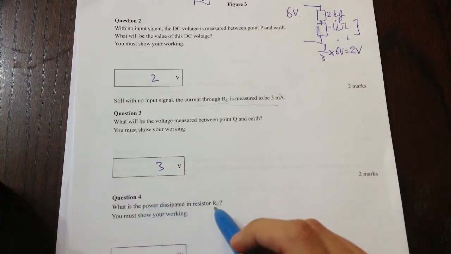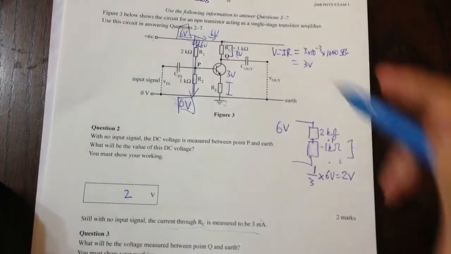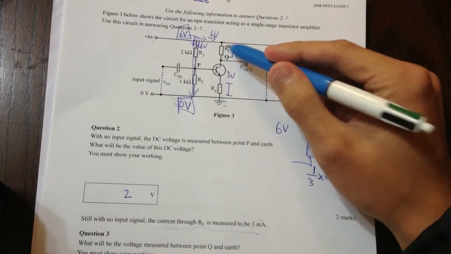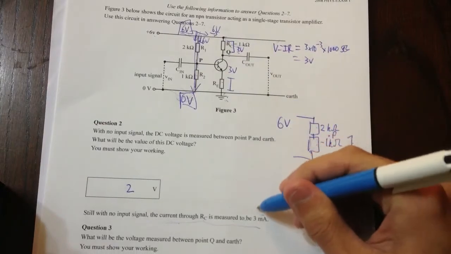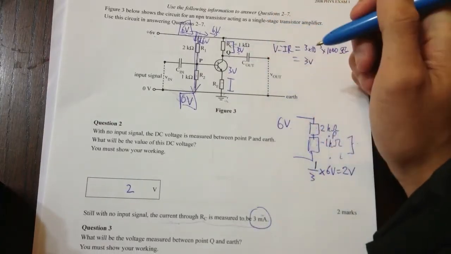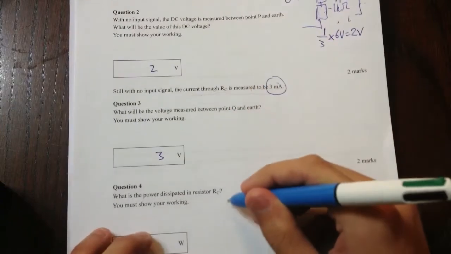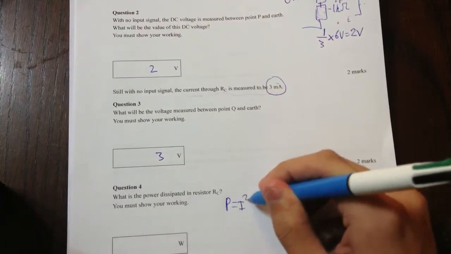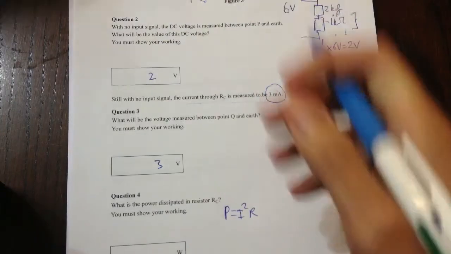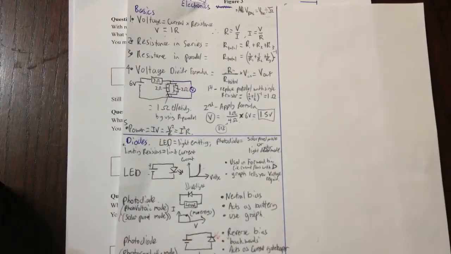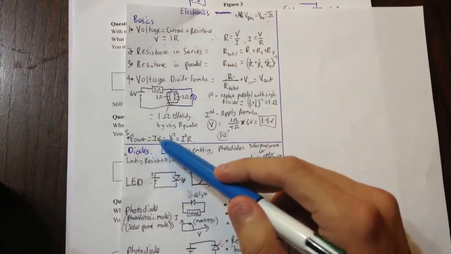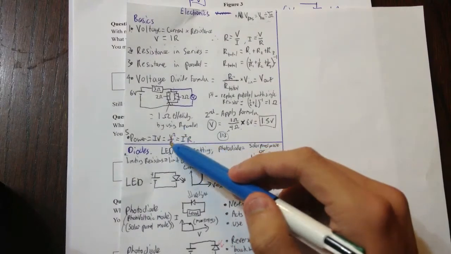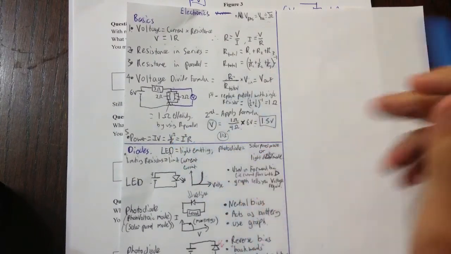What is the power dissipated in resistor RC? So we have RC again. And we know 2 things about it. We know the current, and we know the resistance. So we can just use our formula, power equals I squared R. I'll quickly show you all the power formulas. Here they are. So if you had the current and the voltage, you could find it. If the voltage and the resistance, you can find it. The current and the resistance, you can find it. You just need 2 to find the power.